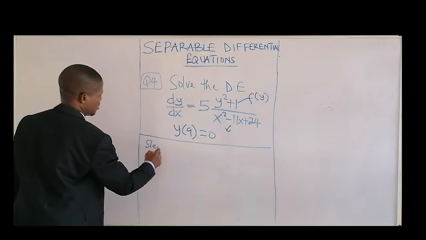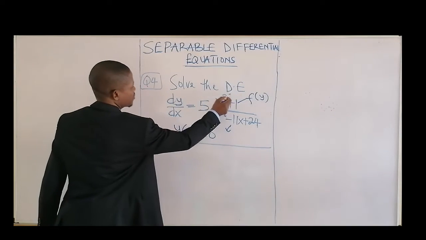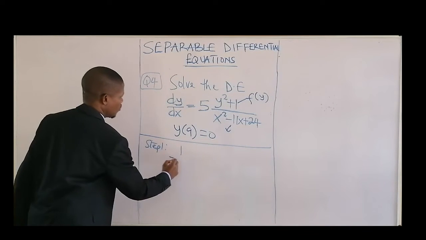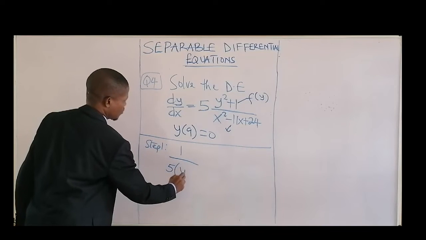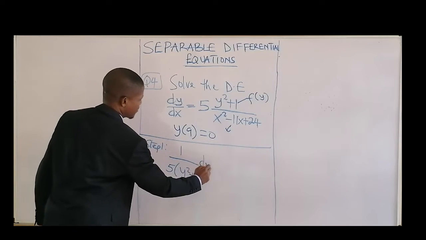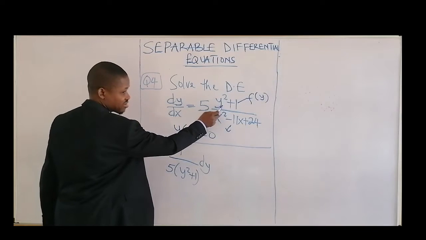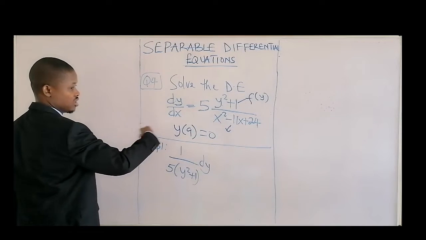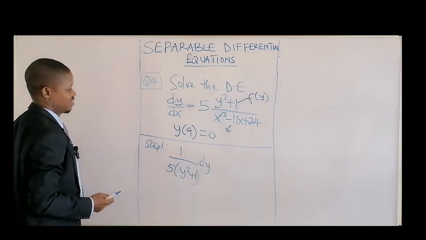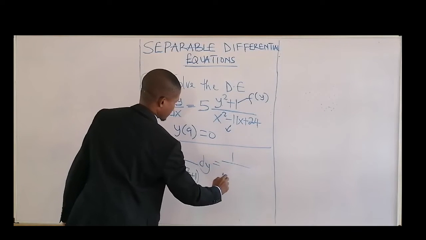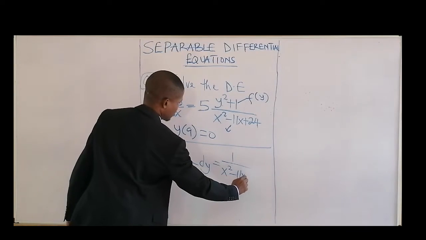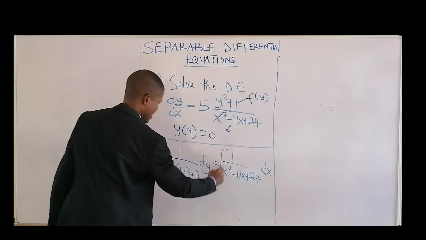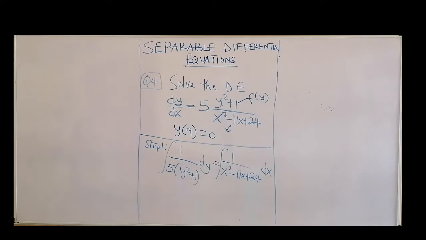Step 1: remove this one from here, remove this with the 5. That will be equal to 1 over 5 times (y² + 1) dy, because this 5 means times the numerator. Then this dx, remove it also from that place. Multiply through by dx, and that will be equal to 1 over (x² − 11x + 24) dx. So with that, I've separated the variables.